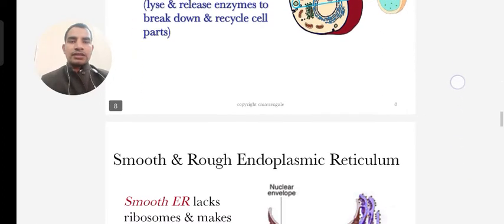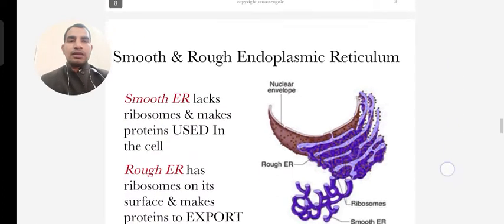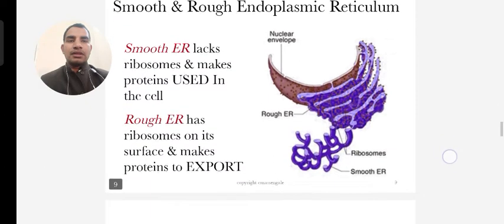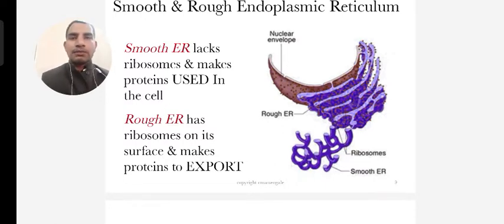Next is the smooth and rough endoplasmic reticulum. The smooth one lacks ribosomes, while the rough endoplasmic reticulum has ribosomes and makes proteins used in the cell.